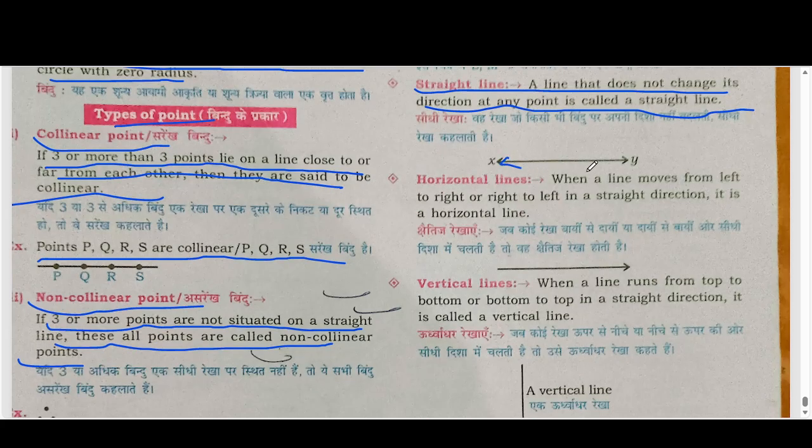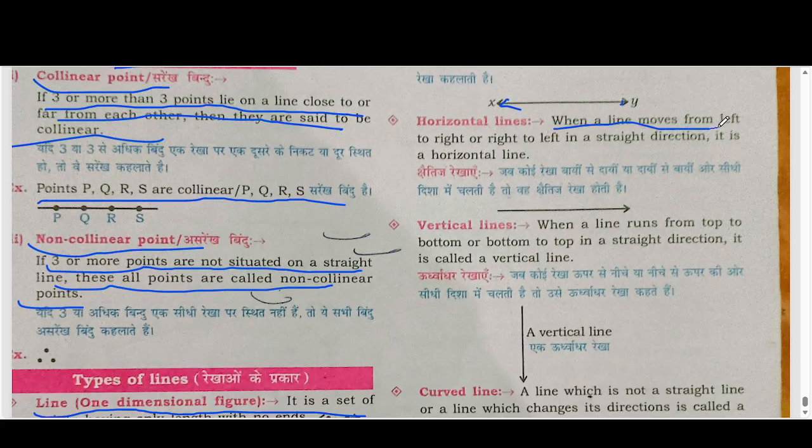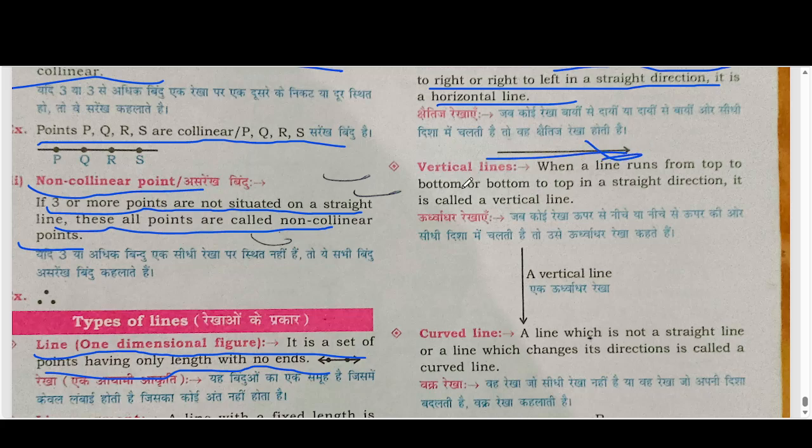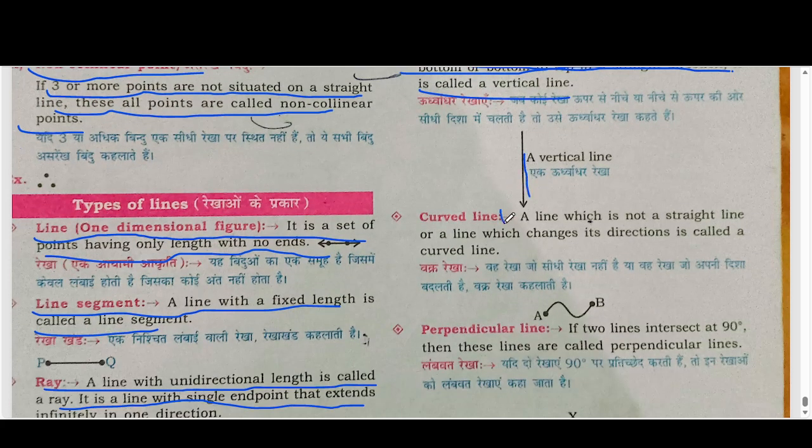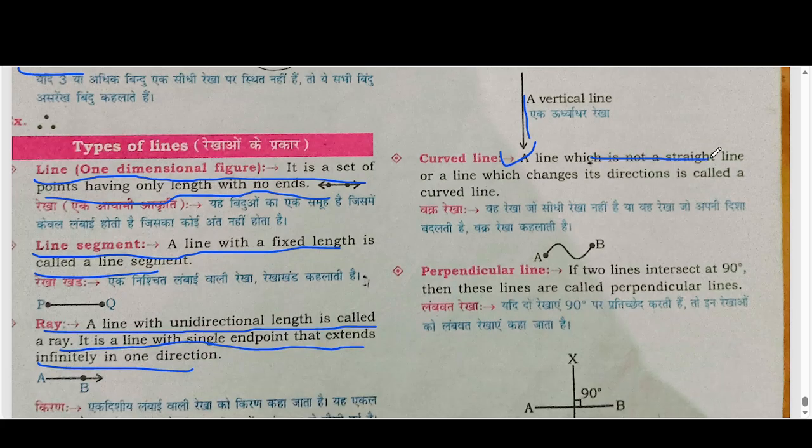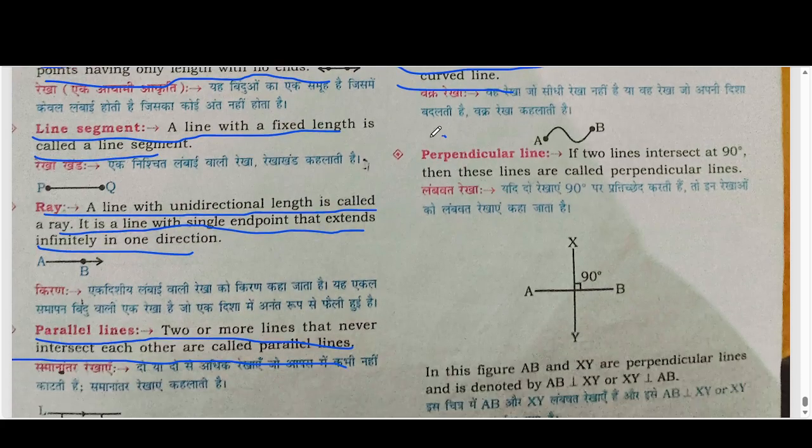Example, that or that way. Straight line x and y. Horizontal line: when a line moves from left to right or right to left in a straight direction, it is a horizontal line. When a line runs from top to bottom or bottom to top in a straight direction, it is called a vertical line. A line which is not straight, a curved line which changes direction, is called a curved line. Perpendicular line.